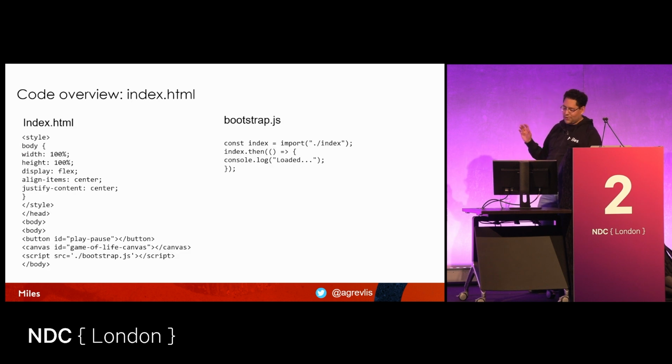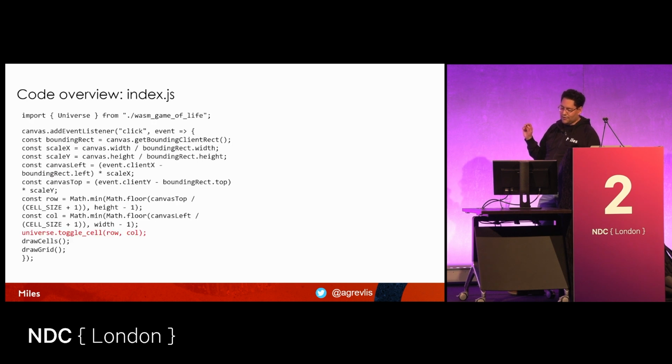And if we want to use this, we can create an index.html file where we have a bootstrap JavaScript file, and in that file we are loading index. So this is the content here of our index JavaScript file. So here we import this universe, and as you can see here marked in red, we're calling this universe toggle cell with a row and a specific column index.